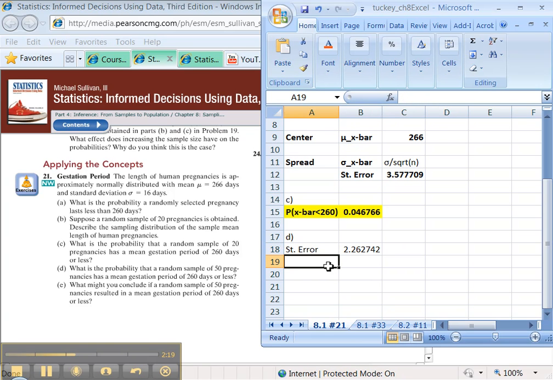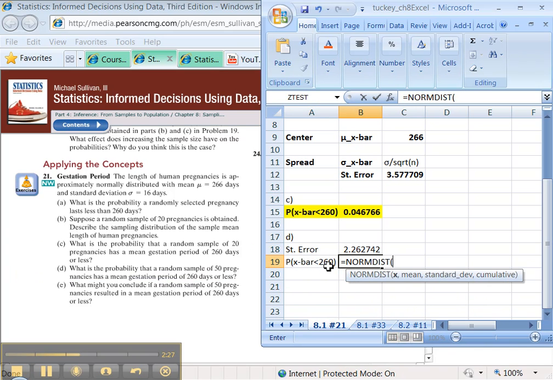All right, now we want the probability that X bar is less than 260 again, but now we're talking for this group. So it's norm dist. X would be 260. The mean is 266. Standard deviation is now this cell right here.